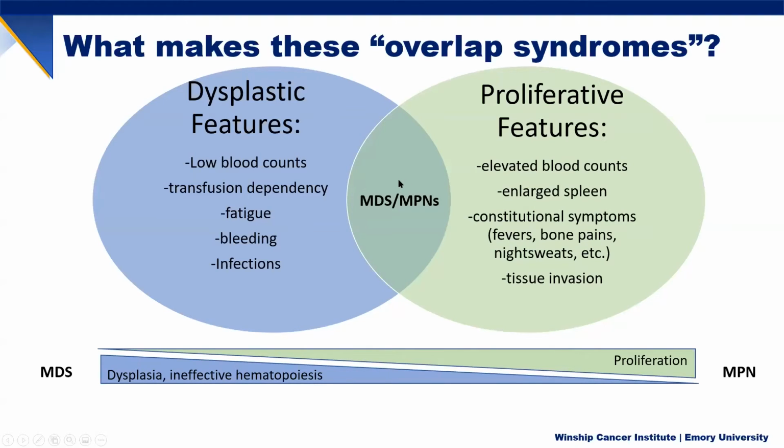Now, these MDS/MPNs, or overlap syndromes, really do fit in between these two classes of diseases. In some cases, they can behave more like an MDS and be on the left side of the spectrum here. And in some cases, they can behave more like an MPN. In some cases, they really have overlapping features, some blood counts that are low, some blood counts that are high. Or an individual patient may move along this spectrum. They may have low blood counts at one point, but as the disease changes over time, may see more elevated blood counts. So really these overlapping features of two distinct groups of diseases is how these were termed and how these came to be known as overlap syndromes.